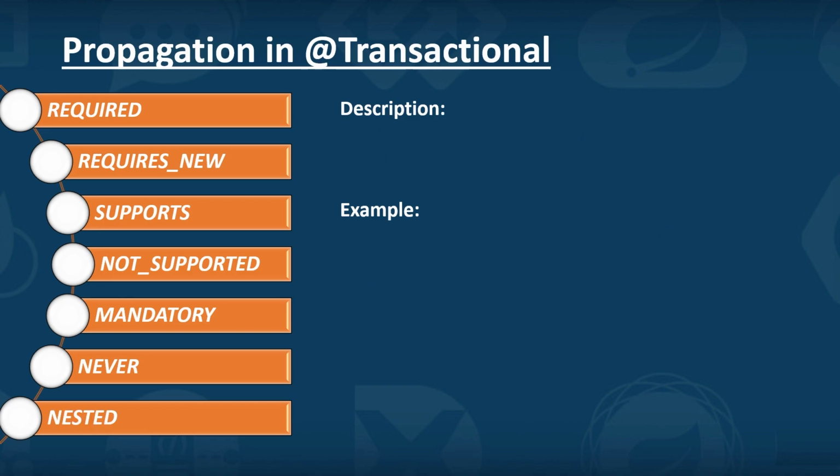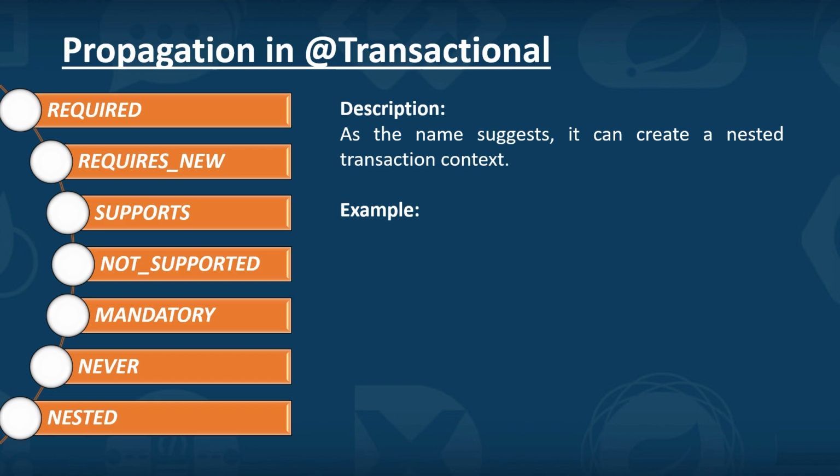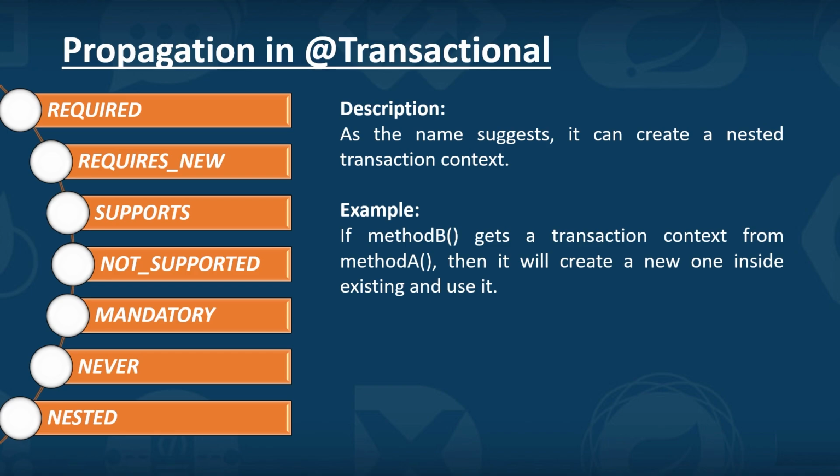Next comes the last but not the least, nested. Nested, in general Java language also, is when we say one within another. So let's see what it says. It says it can create a nested transaction context. What it means is that let's say from method A you got a transaction context. Then also method B is going to create a new transaction context, but without suspending the previous one. Which means from method A it got one, and within that transaction context it is going to create a new one. So it is neither going to suspend it nor going to throw an exception, but inside that it will be creating one.